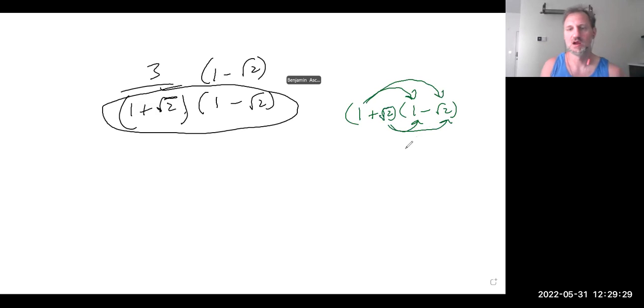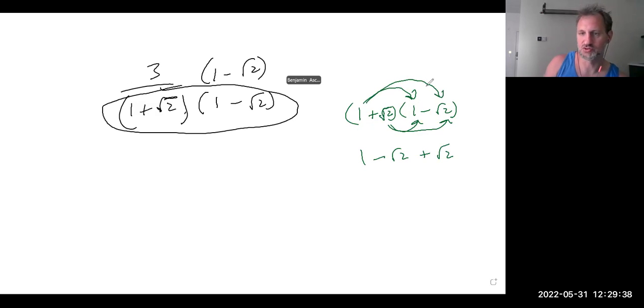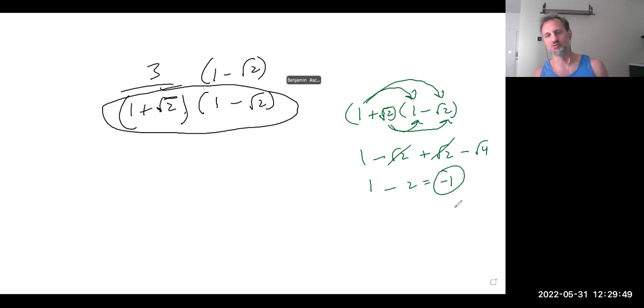It kind of looks funny. 1 times 1 is 1. 1 times minus the square root of 2 is minus the square root of 2. Square root of 2 times 1 is plus the square root of 2. And square root of 2 times minus square root of 2 is minus the square root of 4. So that's 1, nothing, minus 2 equals -1. That is rationalized. There's no radicals left, right?